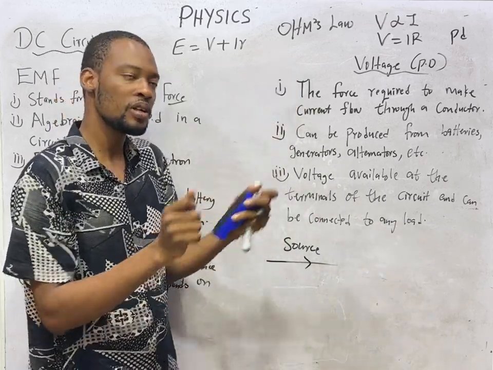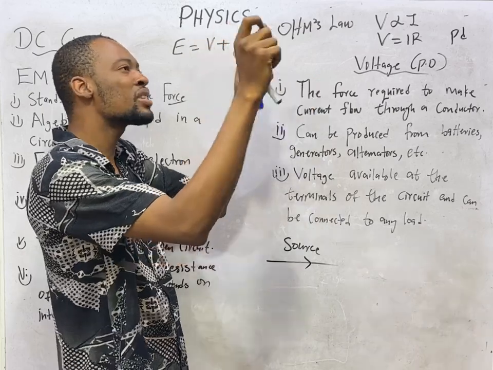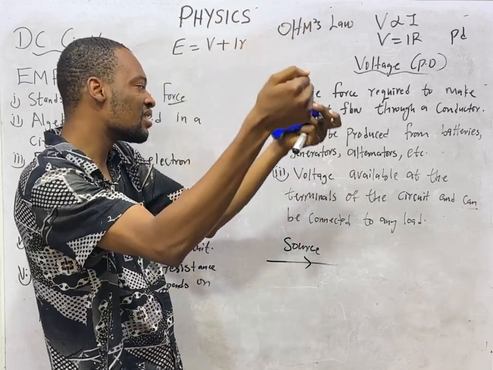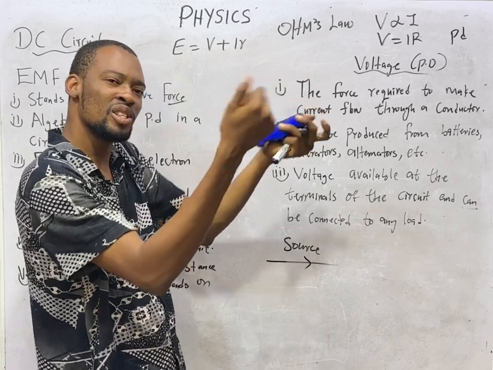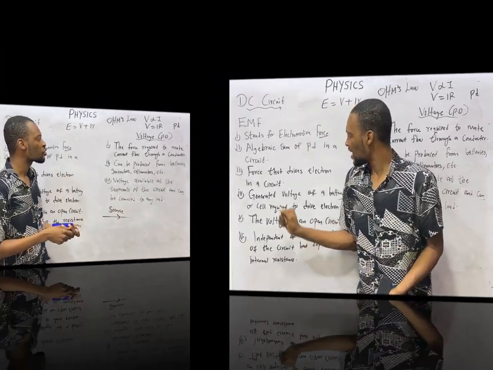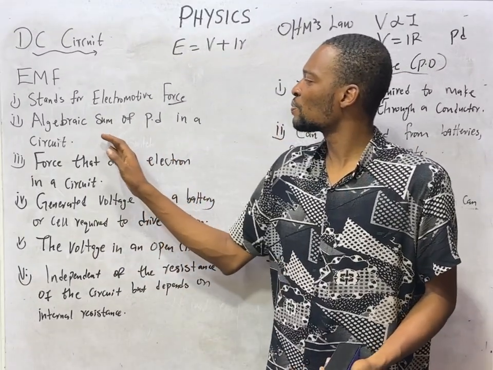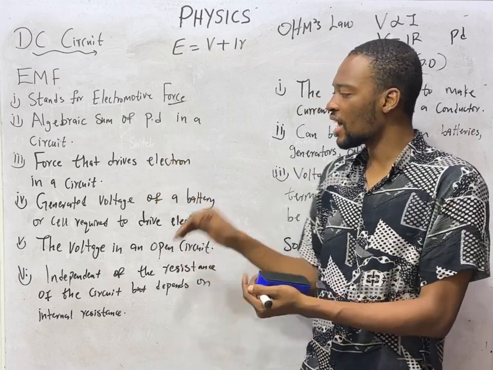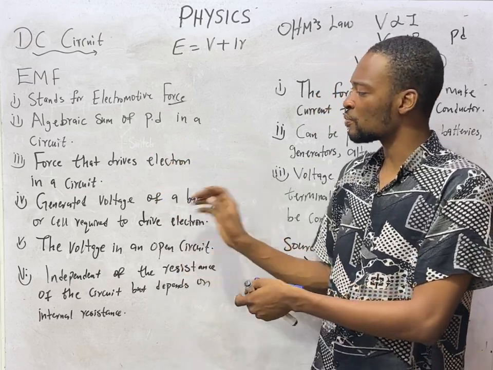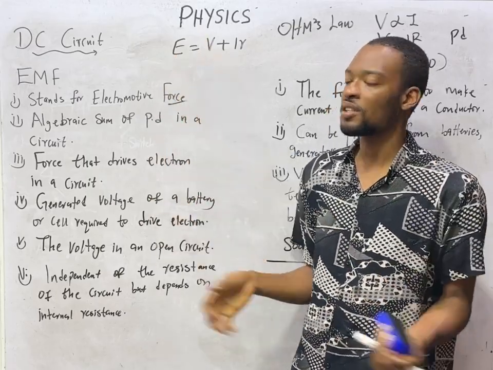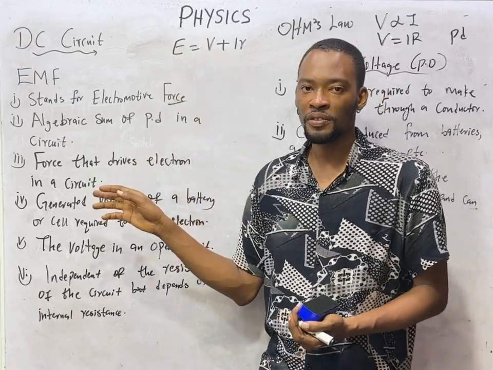You carry your bulb, you join them. So the two terminals that you are drawing and connecting your load to, the potential difference there is the voltage. So the energy you are getting there, that is the voltage after you made your connection. An EMF is the algebraic sum of potential differences in a circuit. Since with time the voltage will drop at each of the points, if you add everything plus the internal resistance, you are going to get back your EMF.